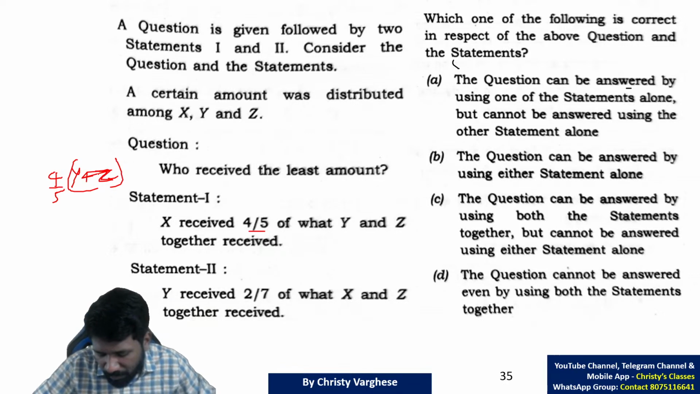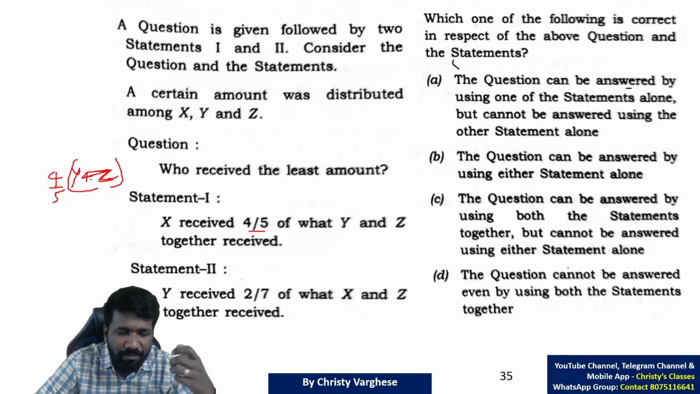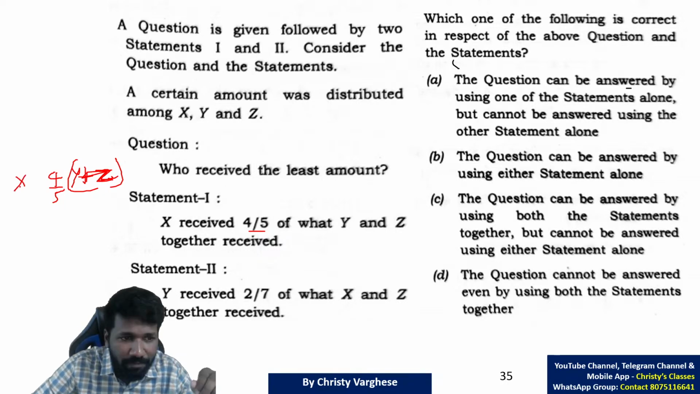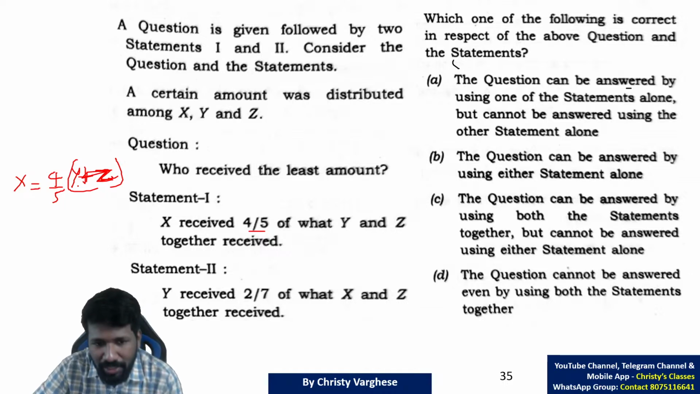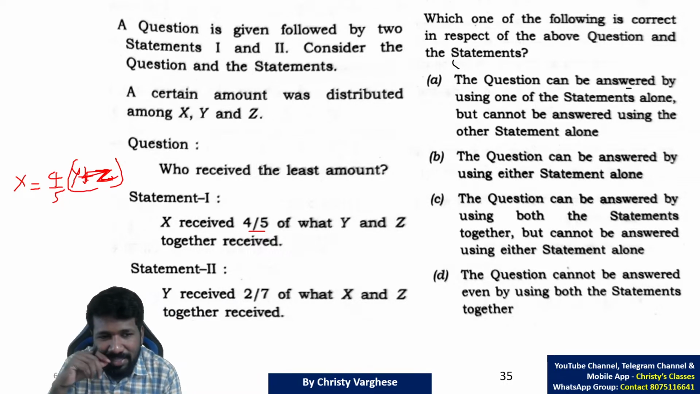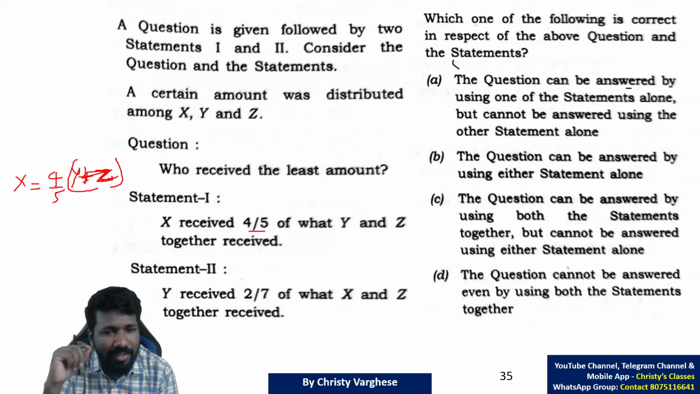4/5, 5/5 means full value. 4/5 means smaller than the full value. That means X is less than Y plus Z. We can say, roughly say, X is less than Y plus Z. But that does not mean X is less than Y and X is less than Z. Right? X is less than Y plus Z only, that we know.